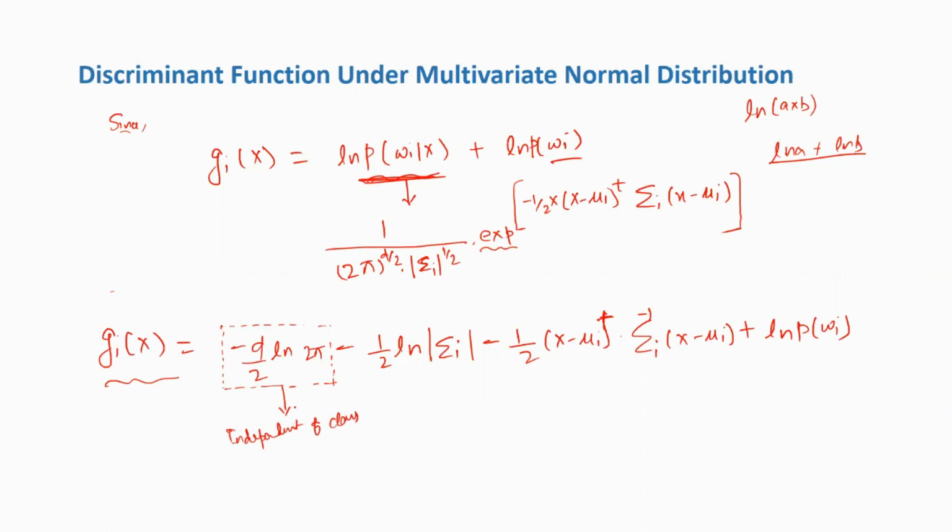Vivek, maybe I missed it. What is the dimension? This is the d, the dimension. It means x belongs to a d-dimensional feature space. X is a d-dimensional feature vector.